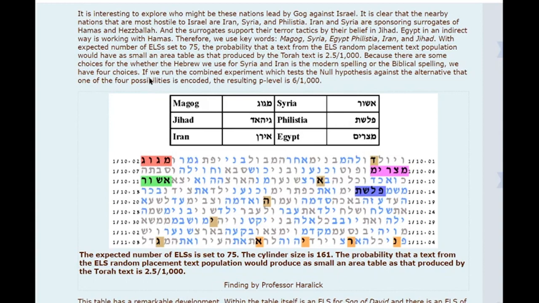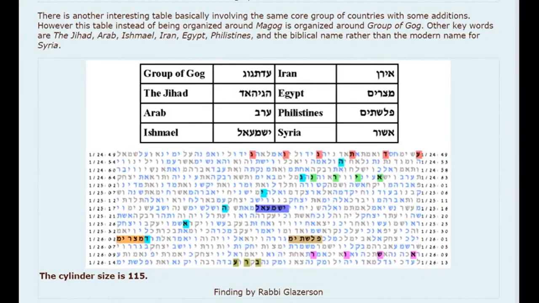It's that one of the 4 possibilities encoded the result, P level is 6,000. So this one, what you see here, you see Magog, Jihad, Iran, Syria, Philistia, Egypt, and it comes to 2.5 in 2000. Also a table which was found by Professor Haralick. Then there is an interesting table which I found.